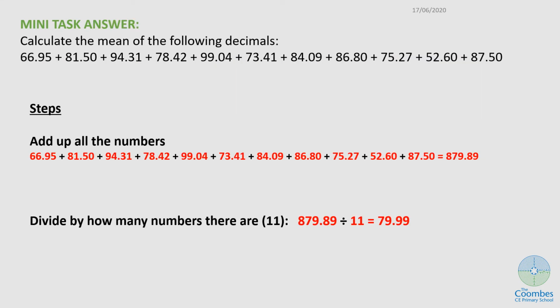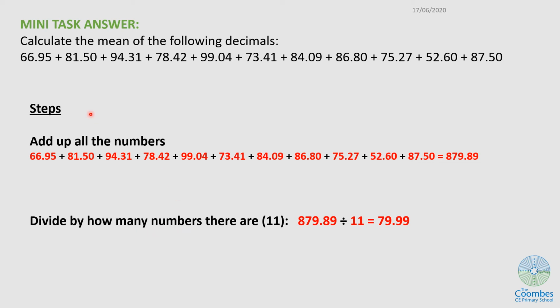How did you do? Now, if you look at all the decimals and we follow our steps, we have to add up all of the decimals together. Now, if you add all of them up, you'll get 879.89. That's our total. Then the second is to divide by how many numbers there are.